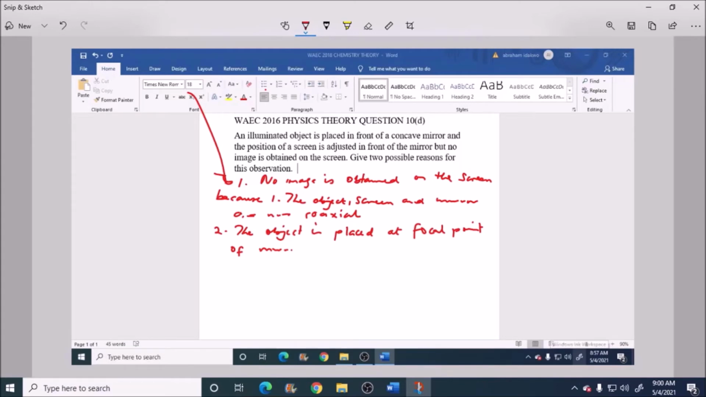Then number 3, the object is placed between the focus and the pole.